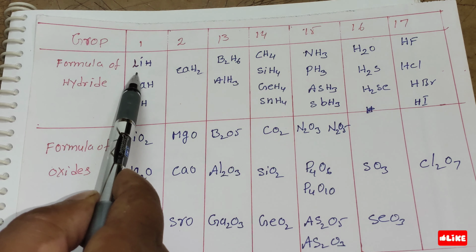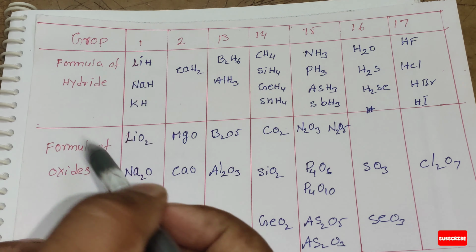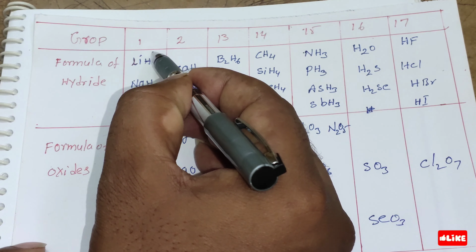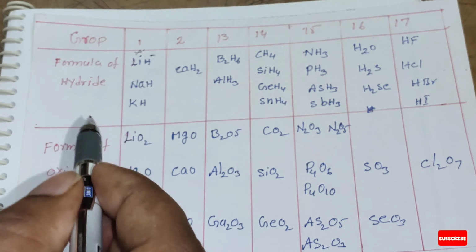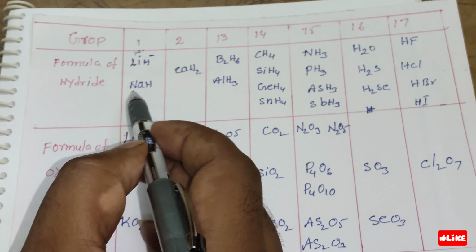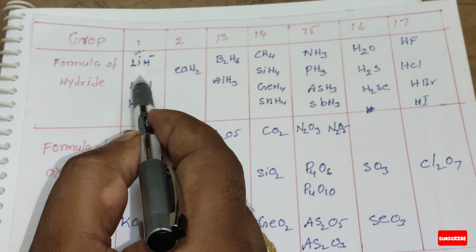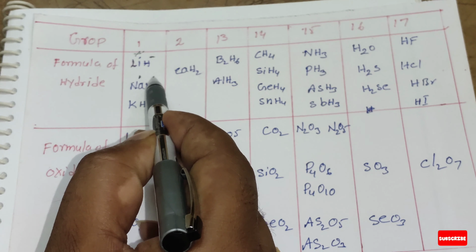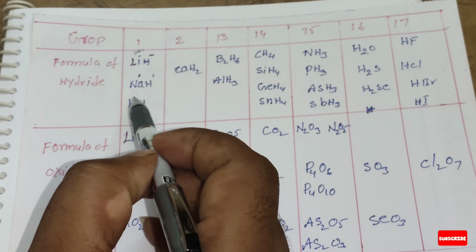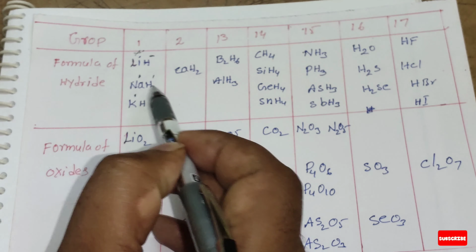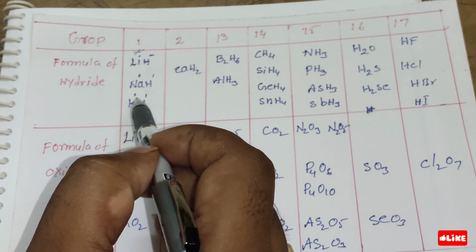So if lithium binds with hydrogen, it forms lithium hydride, and here the lithium valency is +1 and the hydrogen valency is -1. Along with that, sodium combines with hydrogen to form sodium hydride, and the sodium valency is 1, and the hydrogen valency is also 1. And potassium reacts with hydrogen to form potassium hydride, and the potassium valency is 1 and the hydrogen valency is 1, either plus or minus, whatever it may be, as 1 and 1.